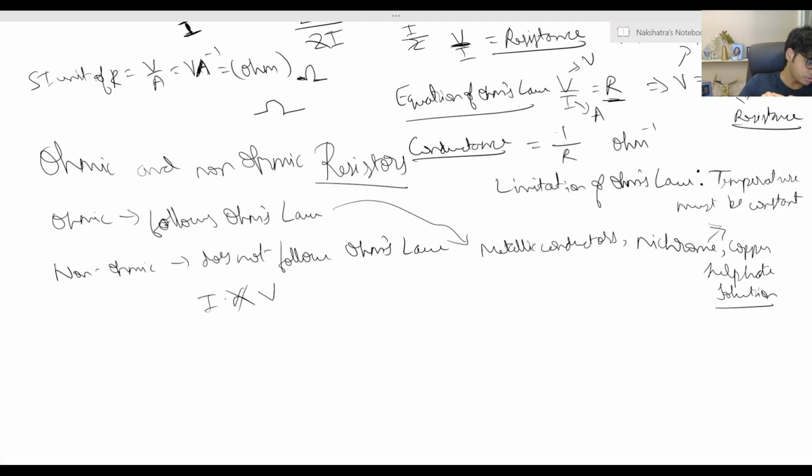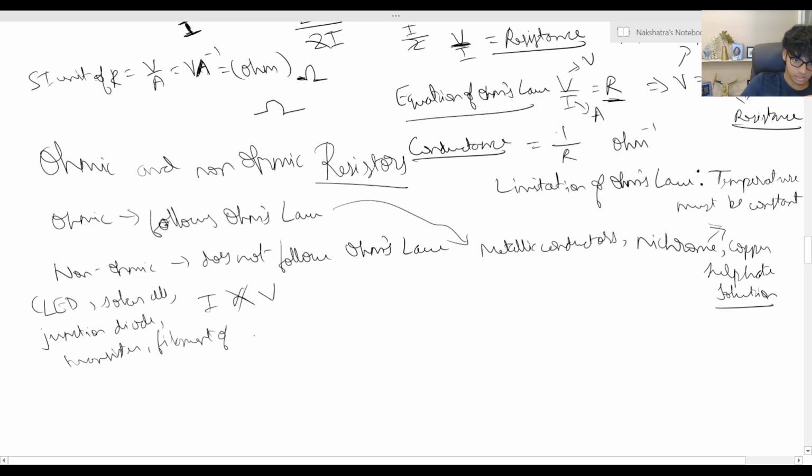And examples for this are LED, okay, LED, solar cells, junction diode, okay, transistor and filament of a bulb, okay. You should just know a couple of examples.